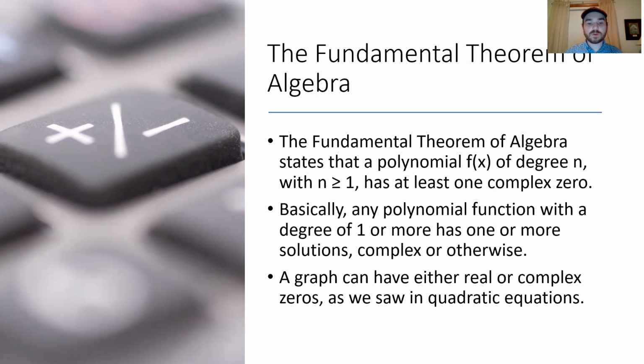A graph can either have real or complex zeros, as we saw in quadratic equations. So when we're talking about complex zeros here, by the way, we're just talking about anything with an i in it. So like 2i would be a complex number.